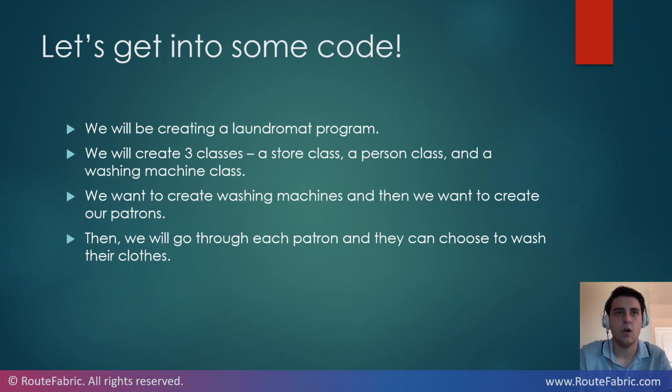All right, so we're going to get into some code now. We will be creating a laundromat program, and in this laundromat program, we're going to be creating 3 different classes: a store class, a person class, and a washing machine class. Functionality wise, we want to create washing machines and then we want to create patrons, so we want to instantiate these objects. Then we will go through each patron and they can choose to wash their clothes. We'll check if there are available machines, that kind of thing. But we will actually be doing this in the next video.